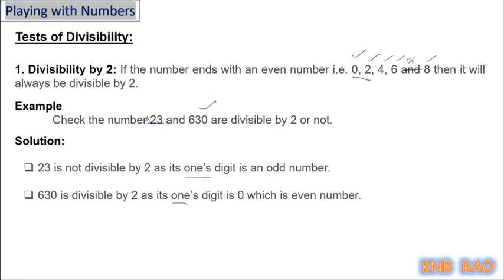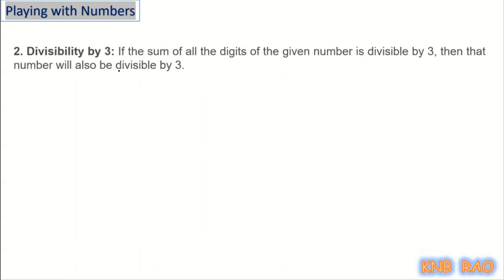Next, the divisibility test for 3. When can we say any number is divisible by 3? Any number is divisible by 3 if the sum of all the digits, remember children, the sum of all the digits of that given number is divisible by 3. If the sum of all the digits in that number is divisible by 3, then that complete number is divisible by 3. So, this is the rule.